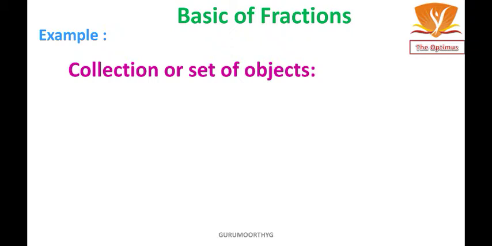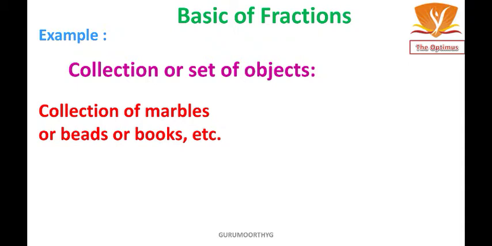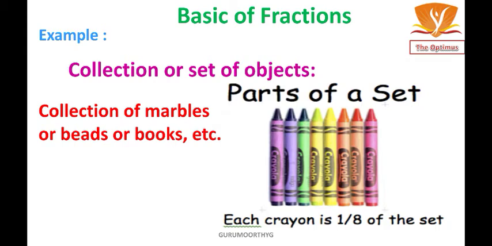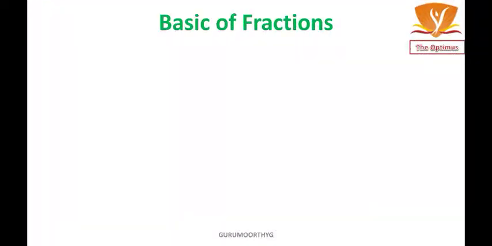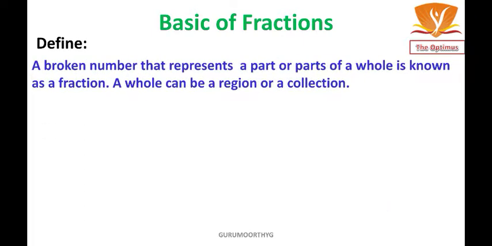Next example of a collection or set of objects: a collection of marbles or beads or books, etc. A part of a set, each crayon is 1/8 of the set. Dear kids, from the above examples, how do we define a fraction? Yes, a broken number that represents a part or parts of a whole is known as a fraction. A whole can be a region or a collection.